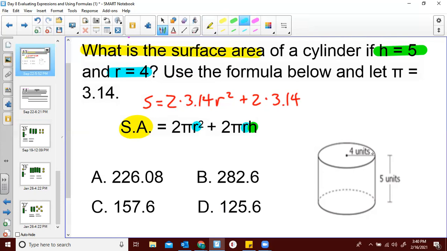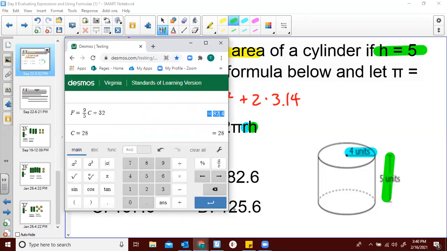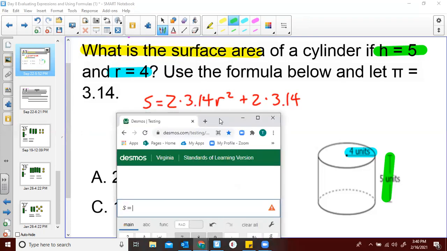All right, so here's your 4, which is R. And some of you will notice that that's the radius of this top circle. And then H is your height. All right, this one's a good Desmos one because you're going to deal with some decimals. And, you know, it's just not always pleasant. So I'm going to go ahead and type in S equals, remember S is going to stand for surface area.